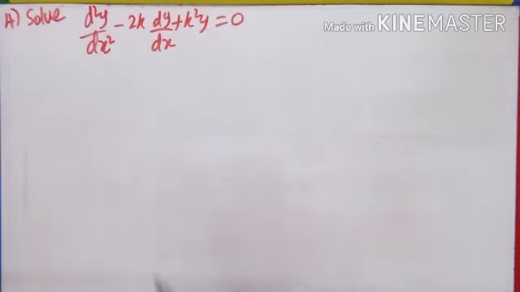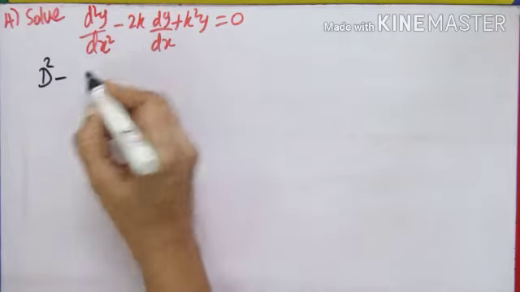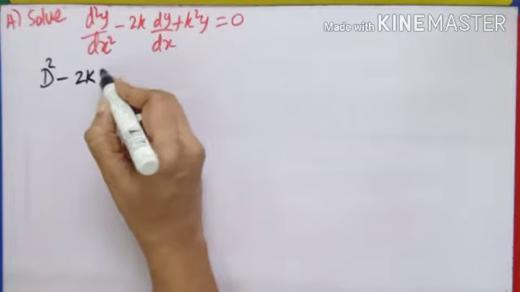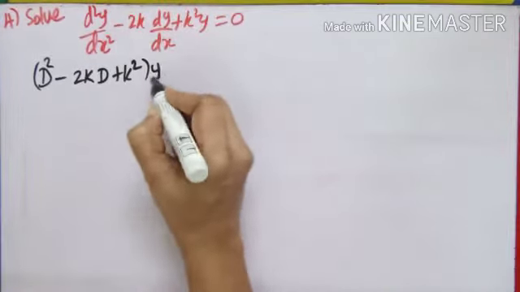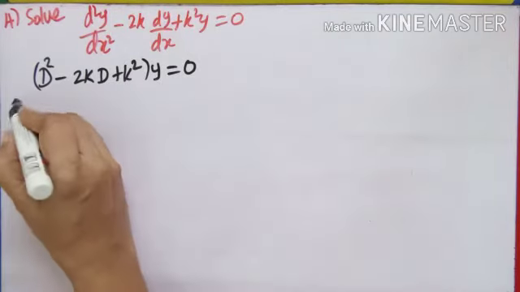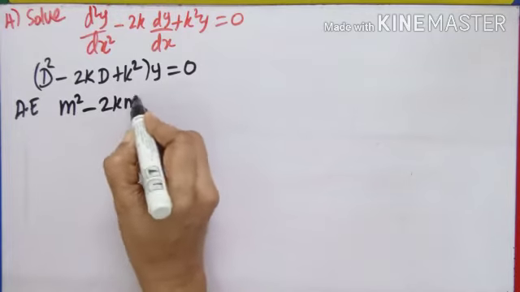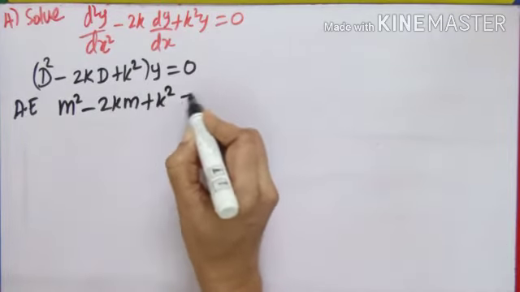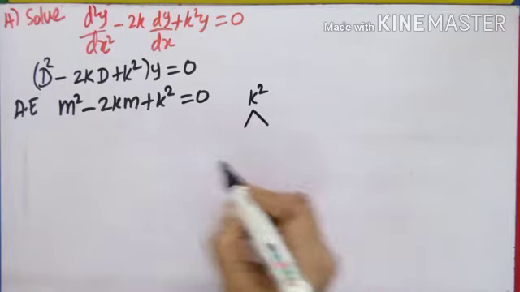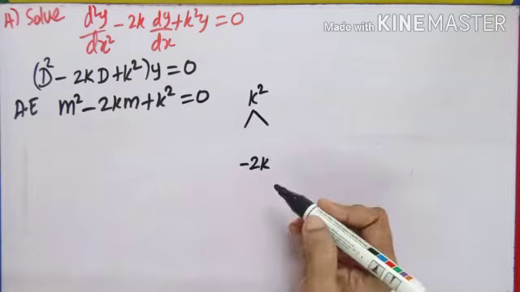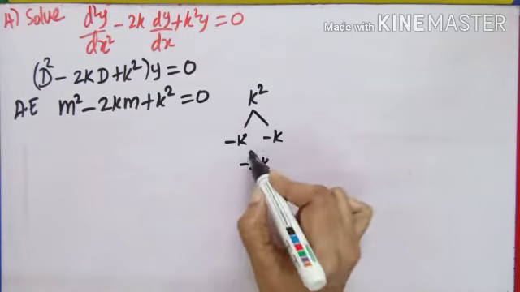Question number 4. Solve d square y by dx square, which I write D square, 2k, this I call D, plus k square, the whole thing into y equals to 0. We write the auxiliary equation m square minus 2km plus k square equals to 0. Solving, k square, I need minus 2k. So it will be k into k. Minus symbol tells me minus minus.